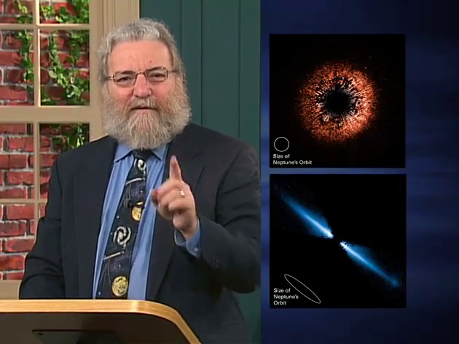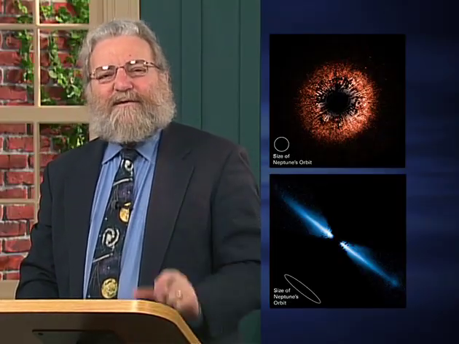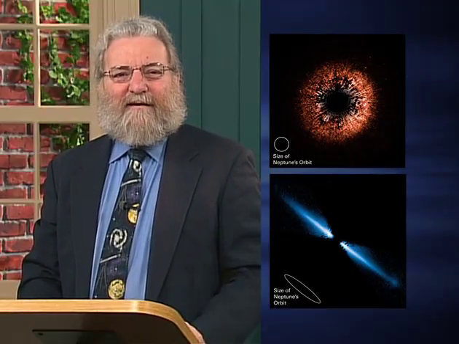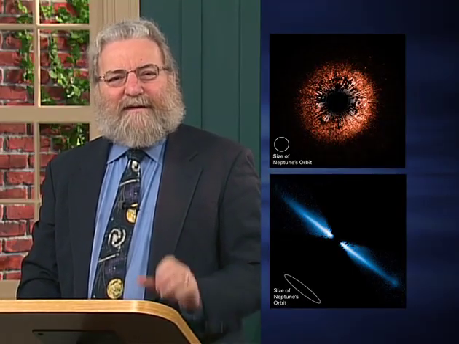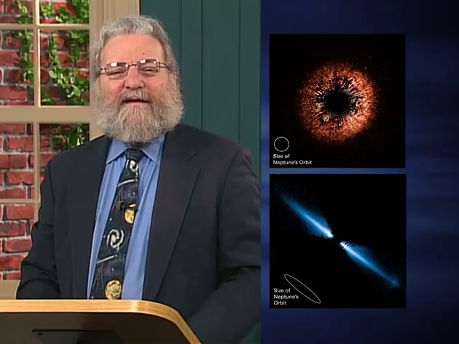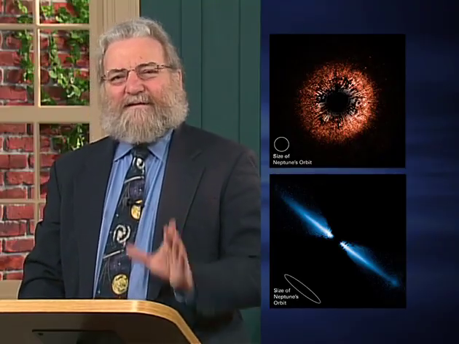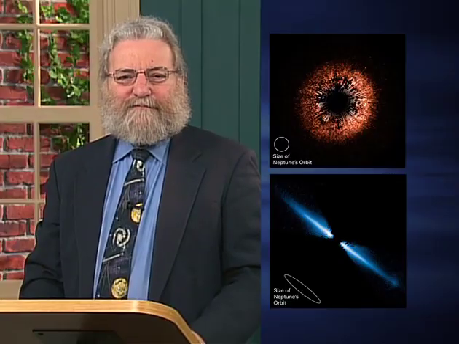and all you see left is light from the star that scattered off the dust particles in the disk. In both instances, you see the size of Neptune's orbit, the most distant planet from the Sun, drawn to scale in the figure. And you can see these dust disks are a couple times the size of Neptune's orbit, just the size to make new solar systems.